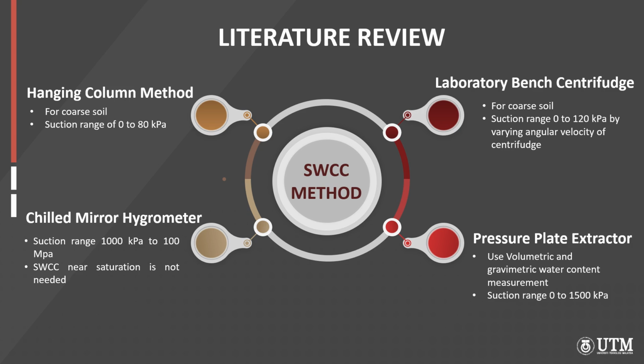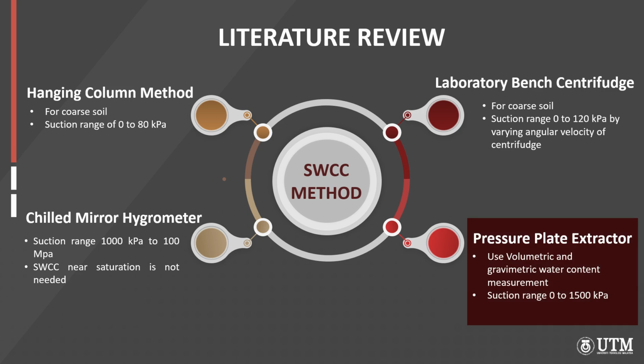Third is the laboratory bench centrifuge. This is for coarse soil only, and the suction range is from 0 to 120 kPa by varying the angular velocity of the centrifuge. Lastly, the pressure plate extractor. This method uses volumetric and gravimetric water content measurement, and the suction range used is from 0 to 1500 kPa based on the ceramic plate. And for this research, we will use the pressure plate extractor.